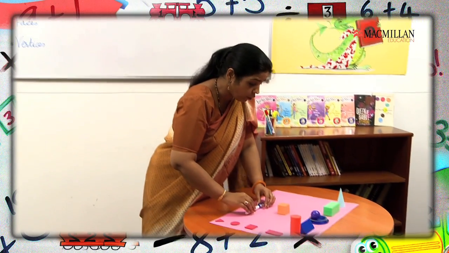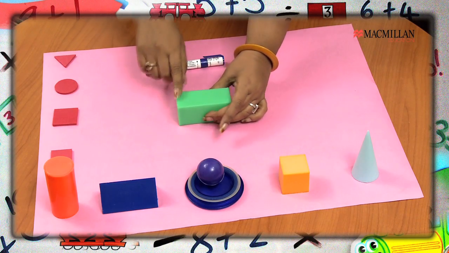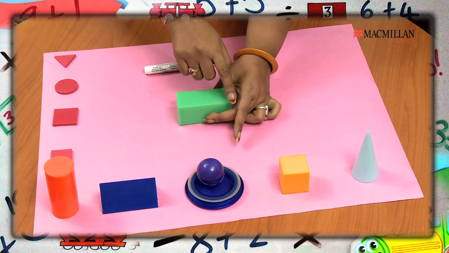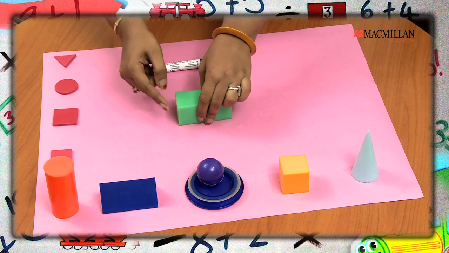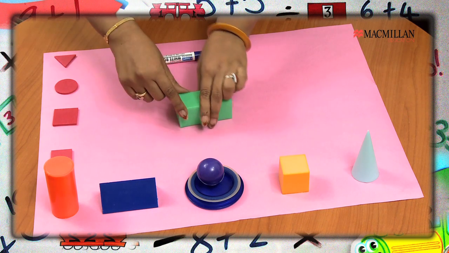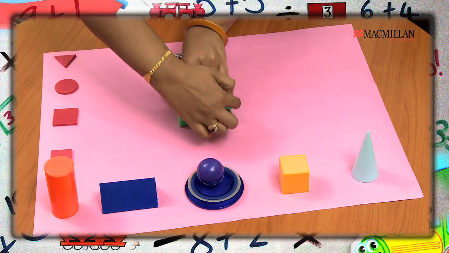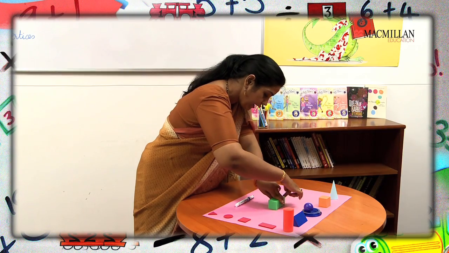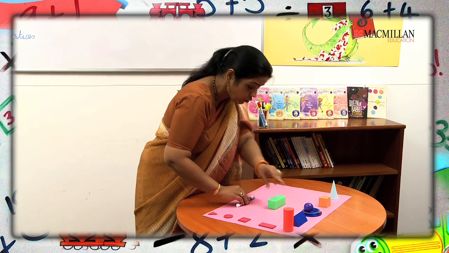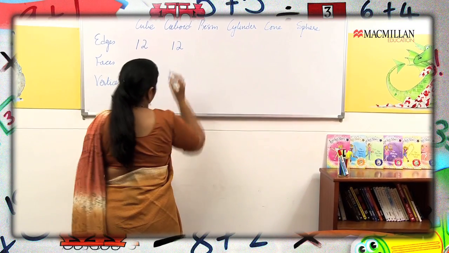Let us now check for cuboid. So again 1, are you counting with me? 2, 3, 4, 5, 6, 7, 8, 9, 10, 11 and of course 12. So a cuboid also has 12 edges.